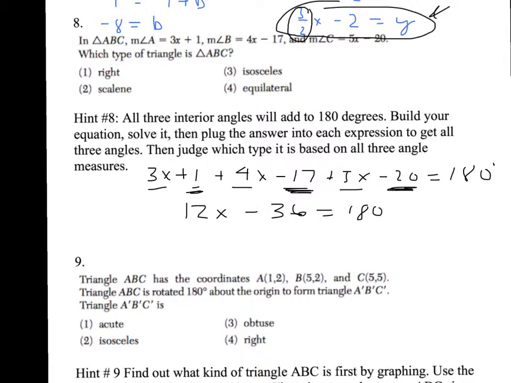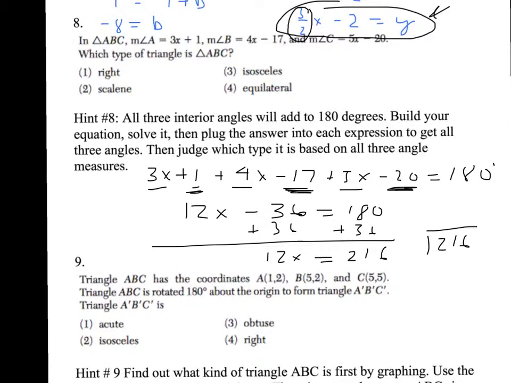So you just got to continue solving for x. So we add 36 to both sides, which would give you 216 equals 12x. Divide both sides by 12. How many times does 12 go into 216? 18 times. So x is 18, and now you still have to take that answer and plug it into each piece.